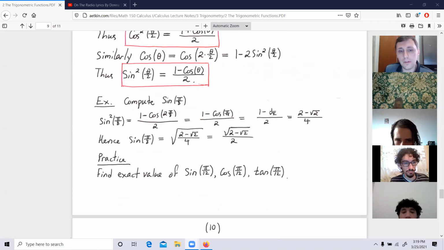Would you help me find the values of sine of pi over 12, cosine of pi over 12, and tangent of pi over 12, please?